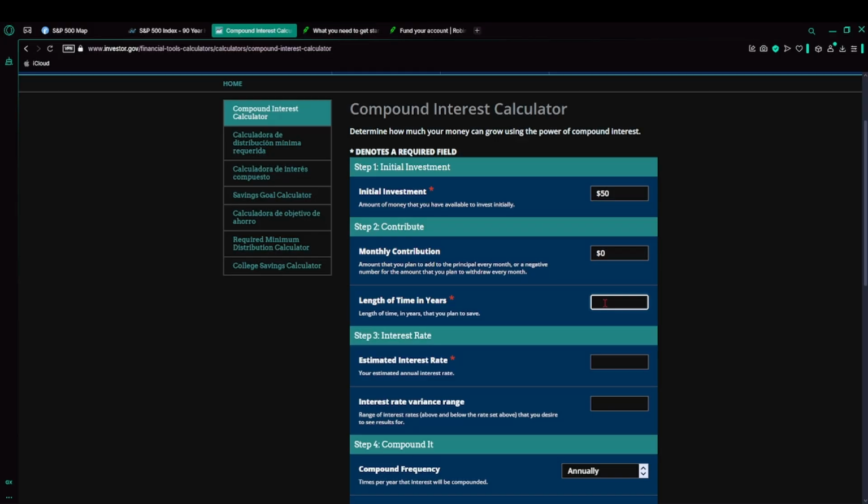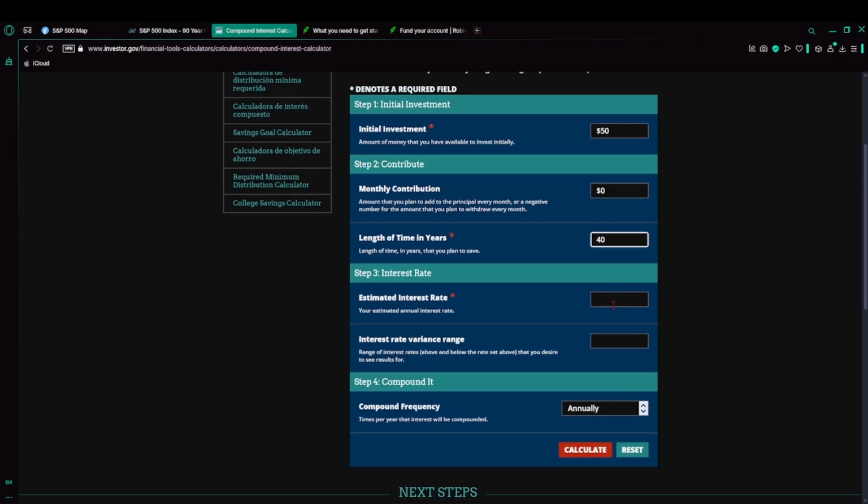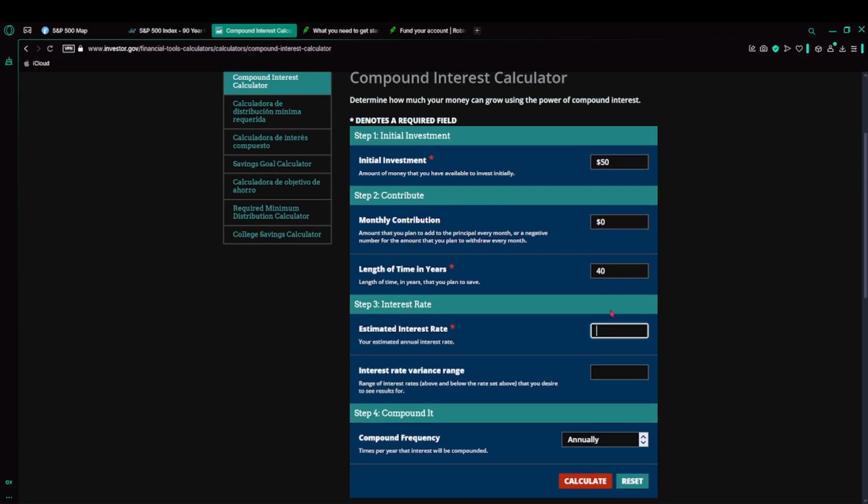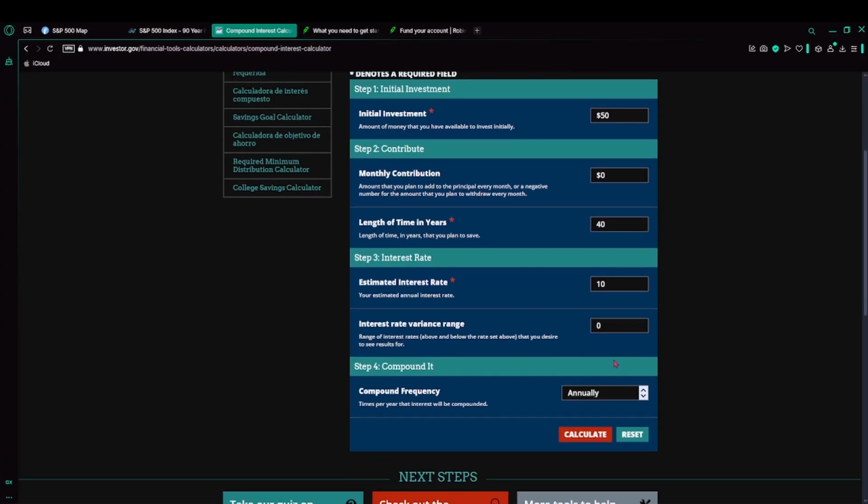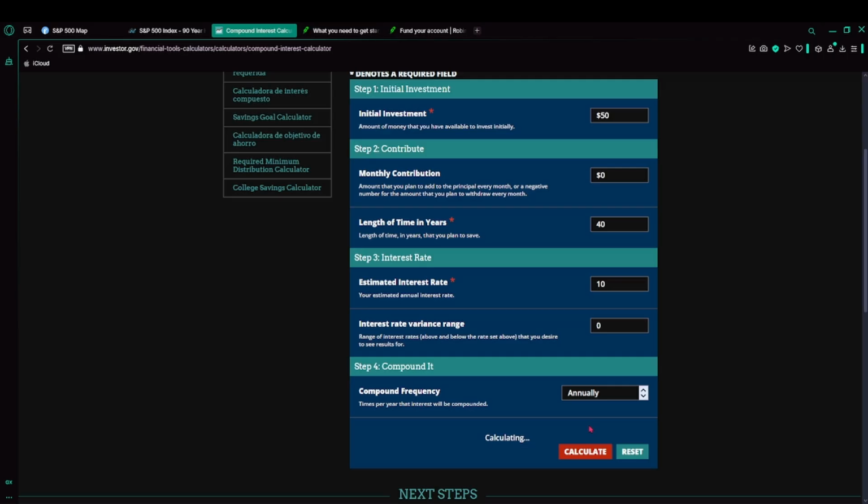Let's say I'm 21 years old, and let's say I plan to retire at 60, which is the usual age, I guess. Let's just do 60. So let's do 40 years, right? So I'd be 61. And then let's say the interest rate, we can do for the S&P's annual, I think it's 10% at the moment. And variance range, I won't do that right now. It's a little more complicated. And we'll do calculate.